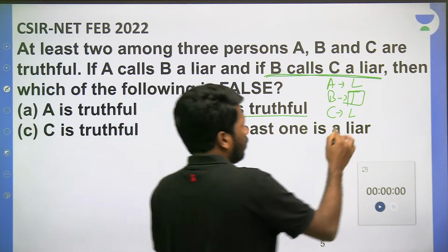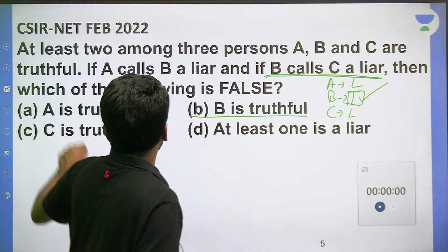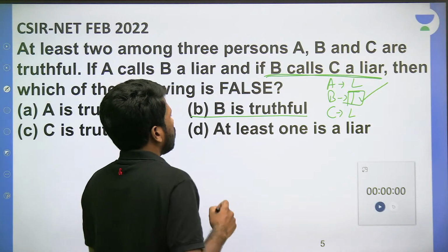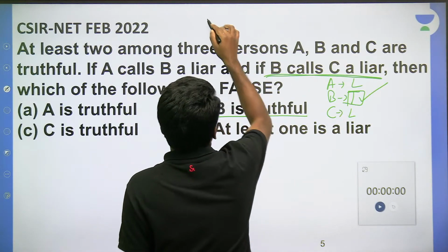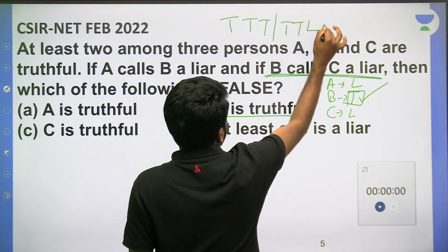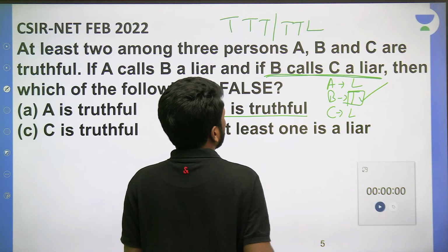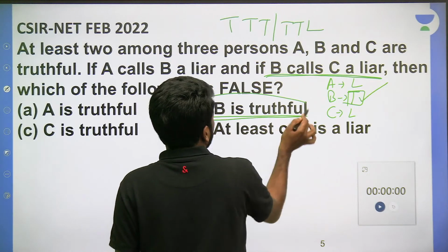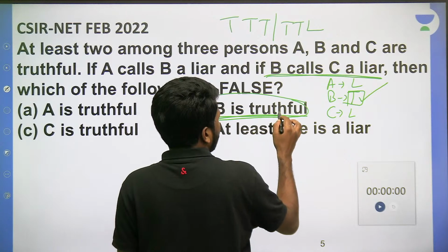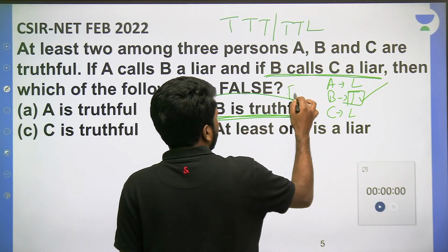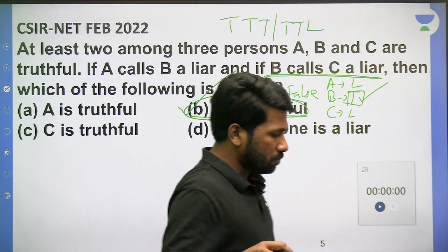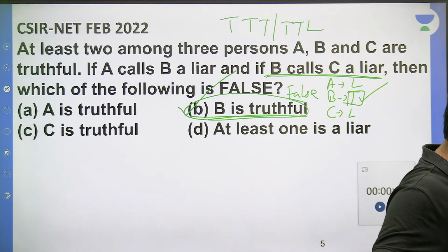Now the problem here, only 1 truth speaker. That is not okay. कम से कम 2 truth speakers होना चाहिए. Minimum 2 truth speakers should be there. Here only 1 truth speaker. As I told, either all the 3 should be truth speakers or 2 truth speakers and 1 liar. Here 2 liars and 1 truth speaker. That is not acceptable. So what led to this? The assumption that B is truthful. That is not true or that is false. We need the false option. That is a false statement. इसलिए option B answer है. So option B is the answer.